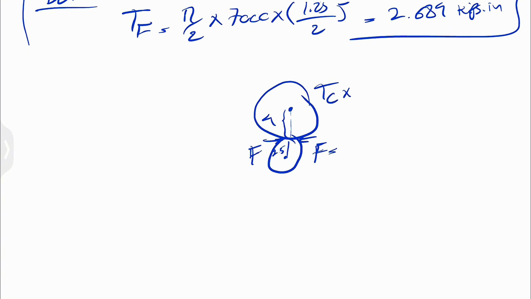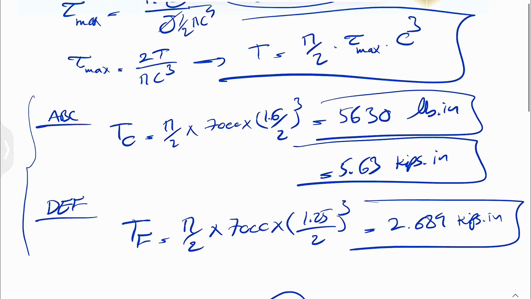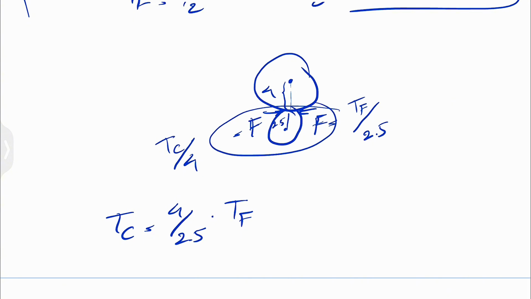So F for the big one would be TC over 4, because TC would be force times the distance, and the other one would be TF over 2.5. So we can figure out that TC is 4 over 2.5 times TF. You just have to put these equal to each other and cross multiply. Based on this, we can find another TC.